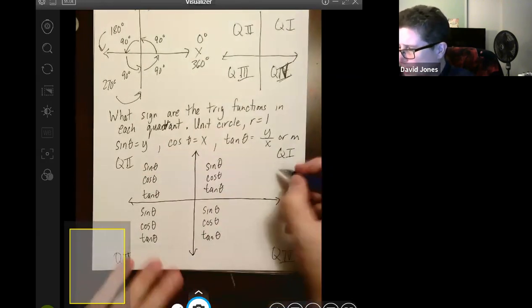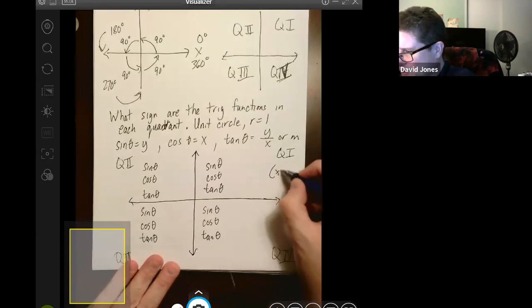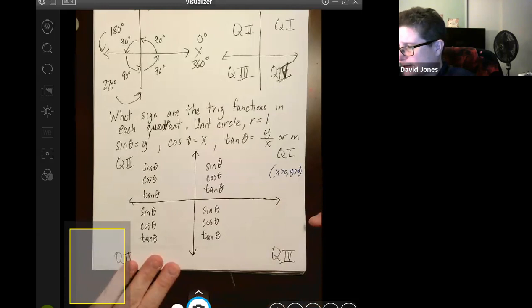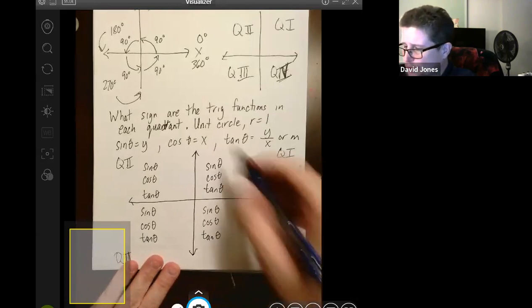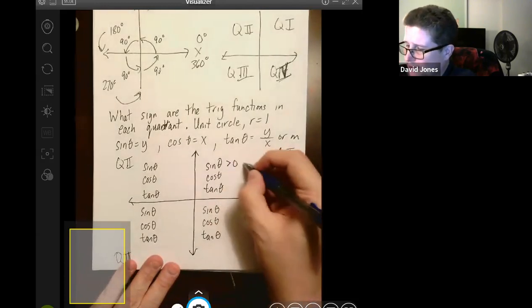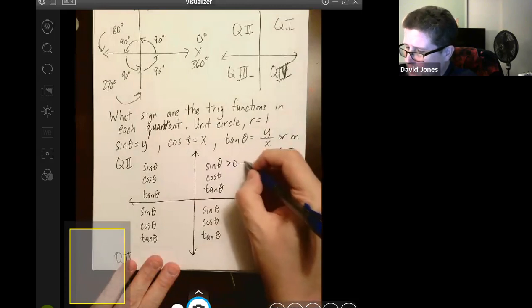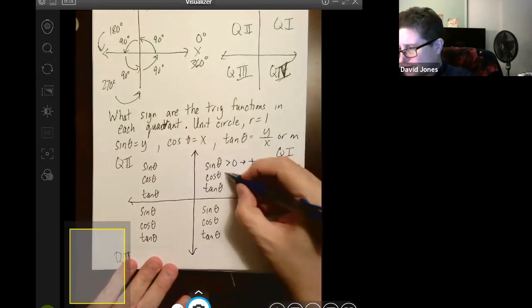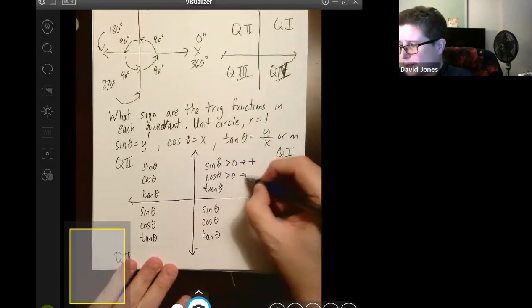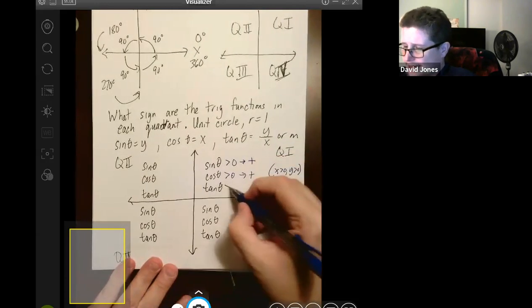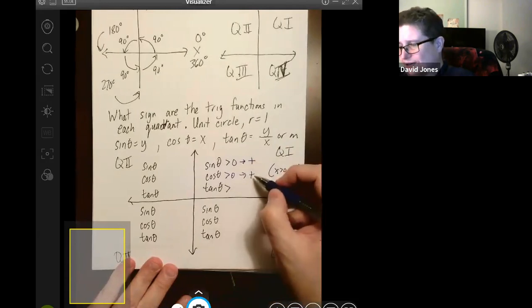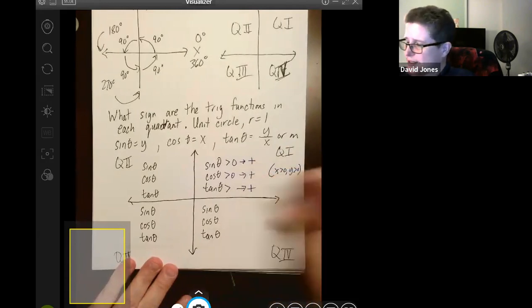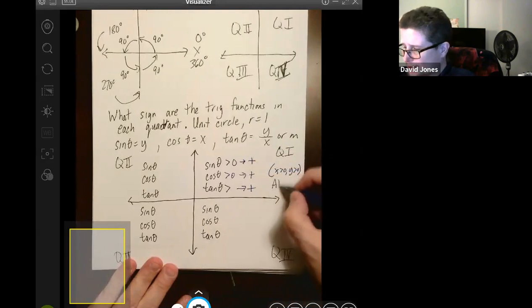In quadrant 1, x is greater than 0, y is greater than 0. Sine theta is y, which means sine theta is greater than 0, which means it's positive. Cosine theta is greater than 0, which means it's positive. And tangent theta is sine over cosine. It's also positive. All are positive.